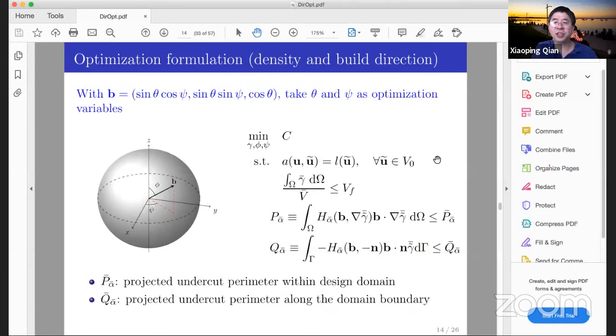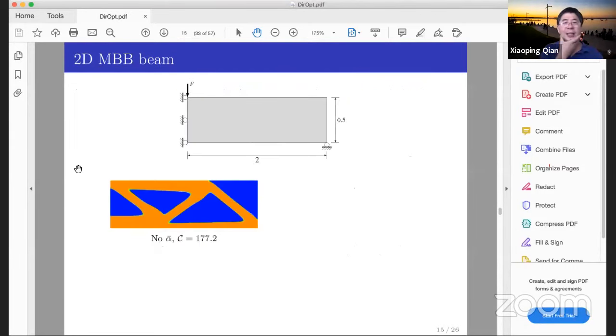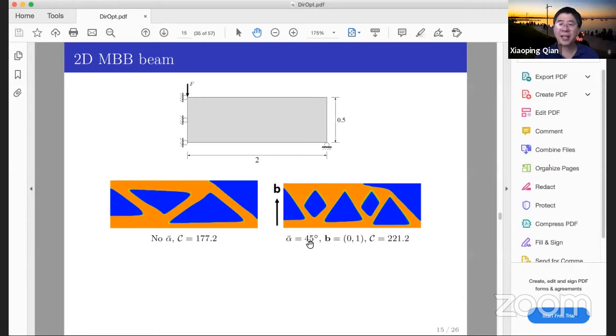This is the cost function, equilibrium equation, and volume constraint. This is PUP in the design domain. This is Q outside the design domain with respect to the base plate. And here, let's look at some of the examples. This is a common beam structure. If there is no overhang constraint, this is the design we have. And if I have an overhang angle of 45 degrees with fixed vertical build orientation B, this is the design we have. As you can see, the cost function goes up, but the overhang angle is satisfied.